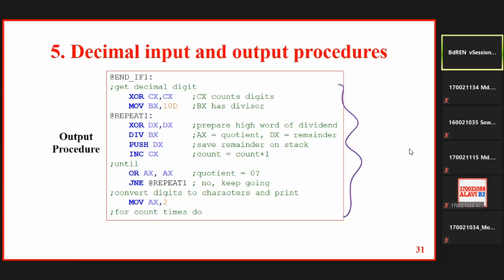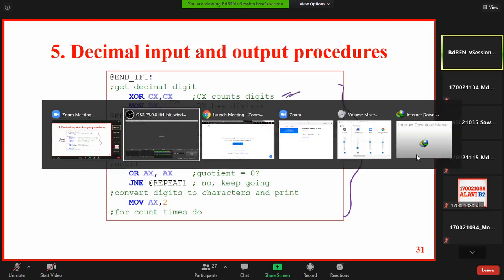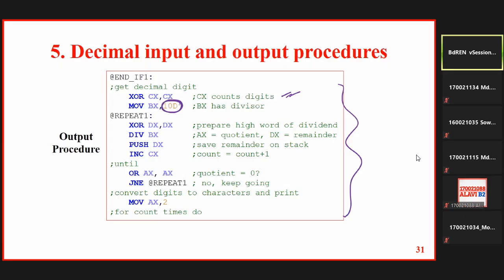So in that part you can remember how to show the numbers. Even after that, cx is your counter, and bx has 10d, that means the divisor. Try to remember you are using div, where the high bytes of the dividend are in dx. So we are clearing dx, then div bx, that means we are dividing by 10, that means dx:ax is being divided by bx.